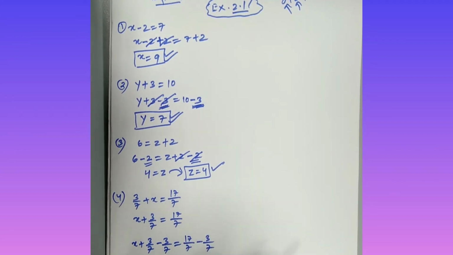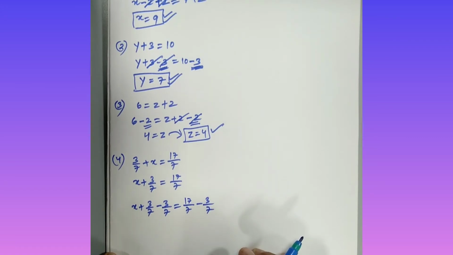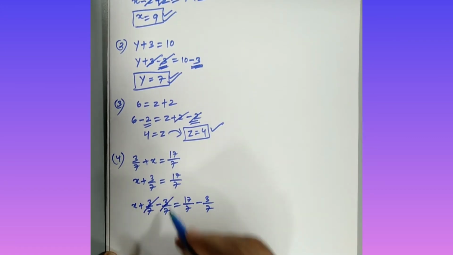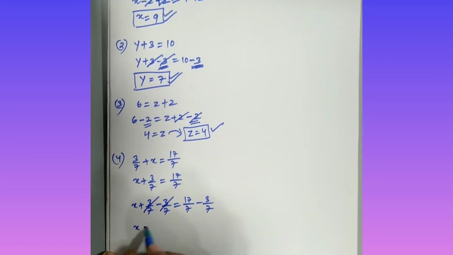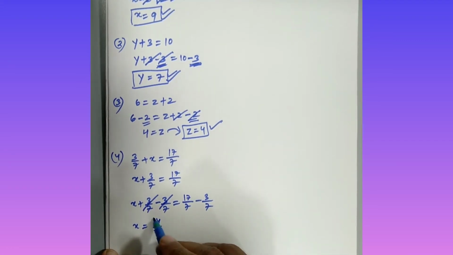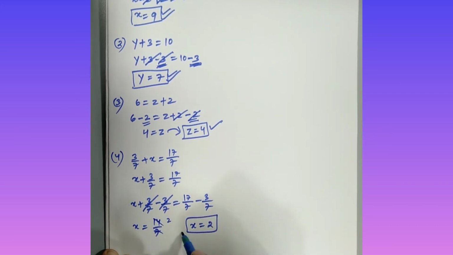So now look at here. After that, both cancel. So what are you getting? X value. Here the LCM is what? 7. 17 minus 3, what is that? 14. 14 by 7. Cancellation, you are getting 2. So you are getting x value is equal to 2.